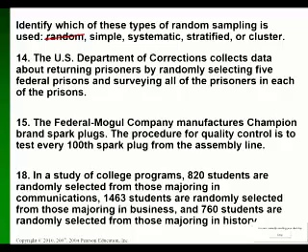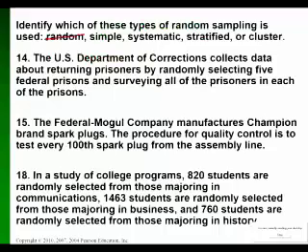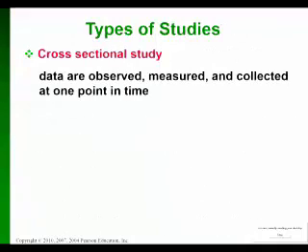All right, these last 3 are easy. Types of studies. Cross-sectional is when you observe, measure, and collect data at one point in time. If I went through the room and just wrote down the color of each of your eyes, that would be the color of your eyes right now. That would be a cross-sectional study.